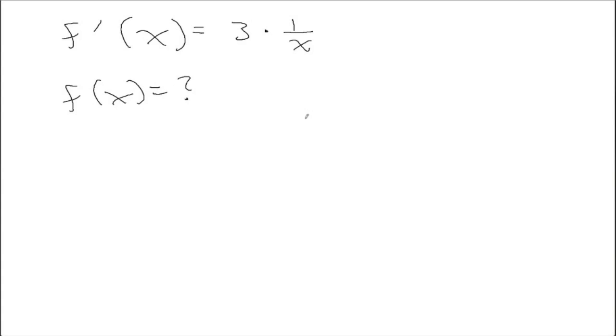Let's try this problem. Okay, so f prime of x equals 3 times 1/x, which we can just simplify as, well, okay. The antiderivative would be 3x times the natural log of absolute value of x plus c. Okay, like this?